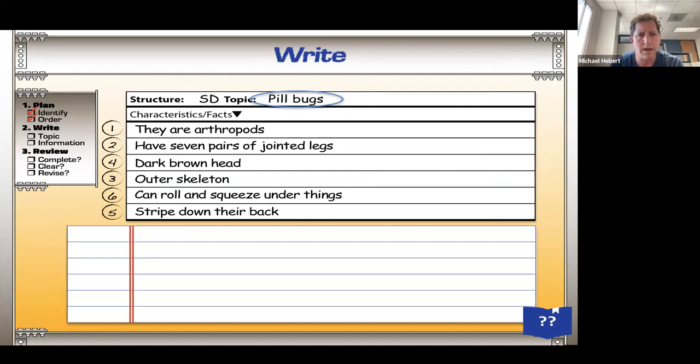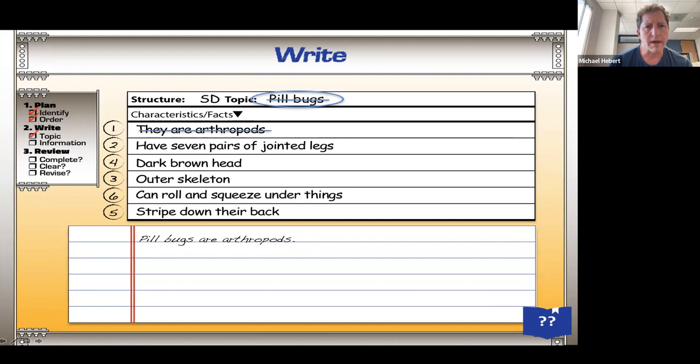So when I'm writing, I want to teach kids how to put this information together. Now that we have an order, I've got to write about it. What's a good way to start? Well, it's about pill bugs, and I know my first characteristic is that they are arthropods. I want to identify my topic but also include some important information. So I'm going to say that pill bugs are arthropods. Now that I've used that information, I can cross that off. I think it's important, when describing something, to first identify what I'm describing. So pill bugs are arthropods.